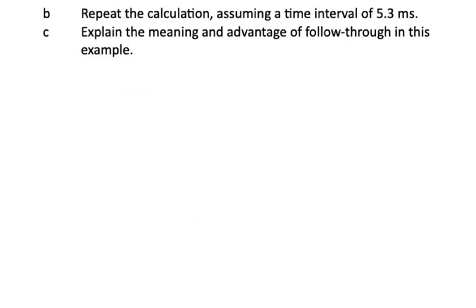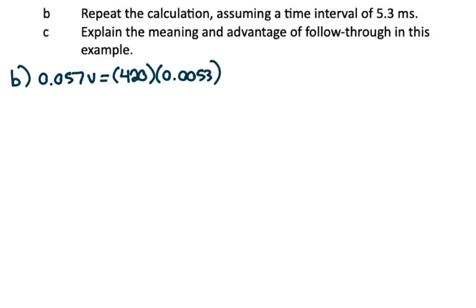So questions B and C here. B is very similar to A. Now we're just going to assume a time interval of 5.3 milliseconds. So we'll just put it into the equation. No need to define the variable since they're exactly the same. So 0.057 V equals 420, and we do need to convert the milliseconds to seconds, so divide it by 1,000, 0.00053.